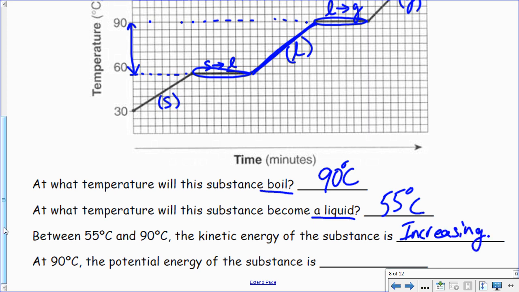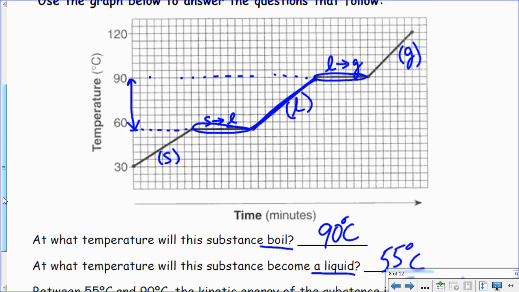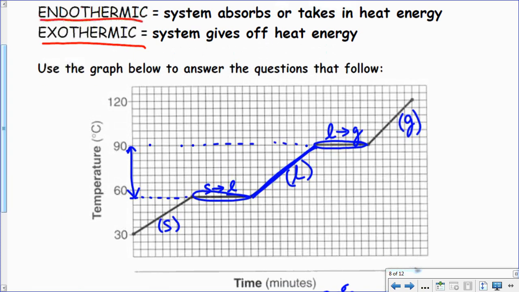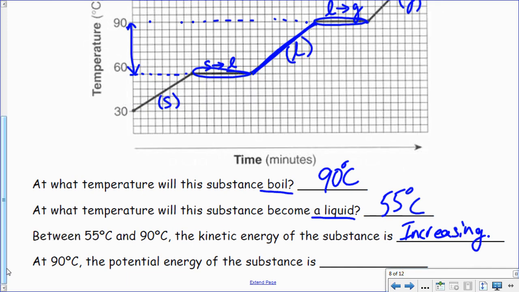And then it says at 90 degrees, the potential energy of the substance is. So let's find 90 degrees. Come on over. Oh, is my kinetic energy changing any? No, it's at the same temperature. So if the kinetic energy is staying the same, it's the potential energy that must be increasing because I'm still adding heat, right? So that heat goes into what we call the phase change. So the potential energy is increasing.